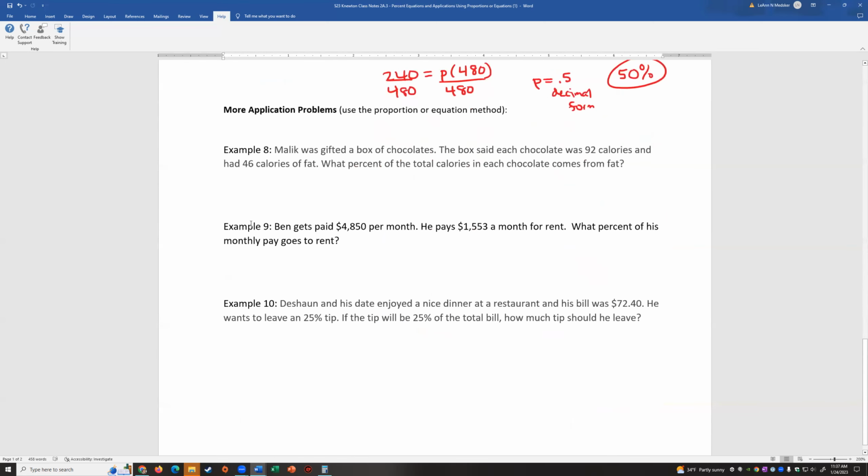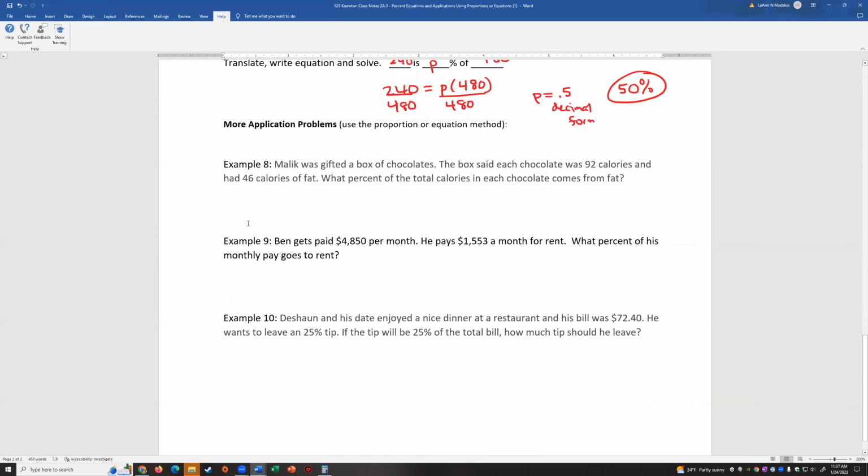And then we just have a few more of these just to get some extra practice. So Malik was gifted a box of chocolates. The box said each chocolate was 92 calories and had 46 calories of fat. What percent of total calories in each chocolate comes from fat? So you can use proportions or equation method here.